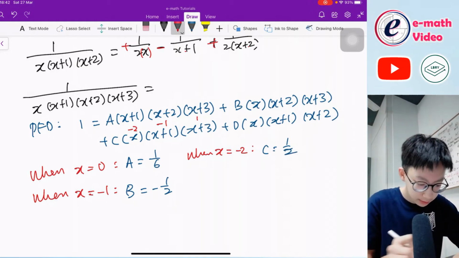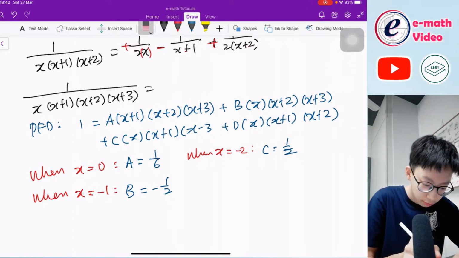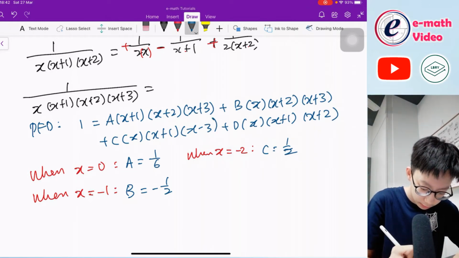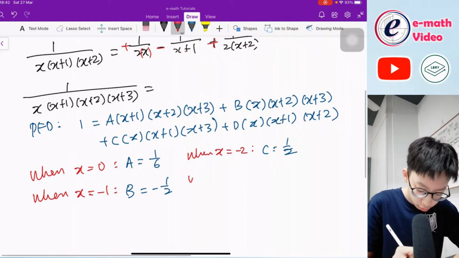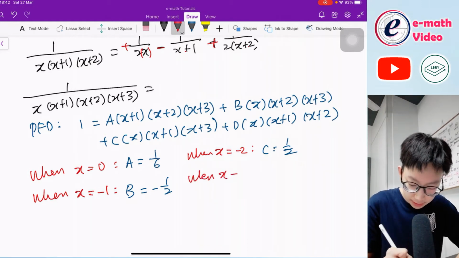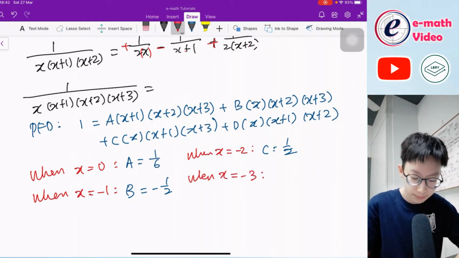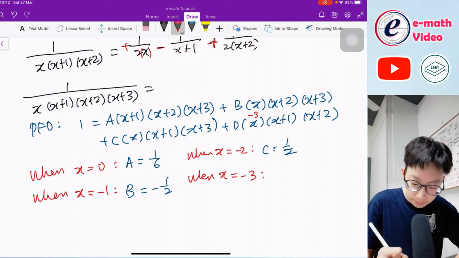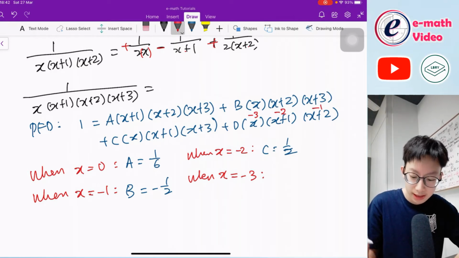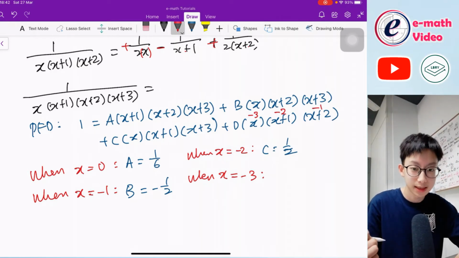Last but not least, when x is negative 3, I'll cover up a, b, and c. This will be negative 3, negative 2, and this will be negative 1. Together there should be a negative 6.